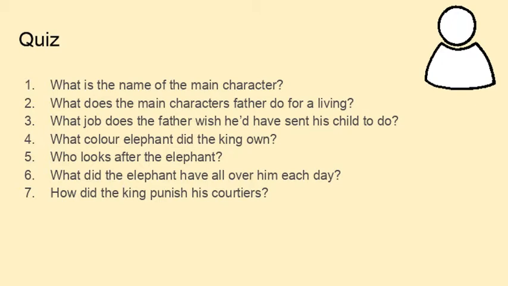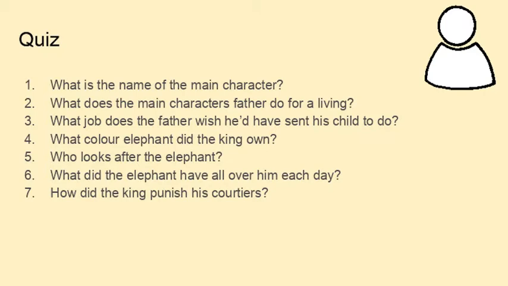And number 4, put number 4 in the margin. What colour elephant did the king own? Below that, you're going to write your answer in a full sentence: the elephant the king owned was, and then write what colour it is.